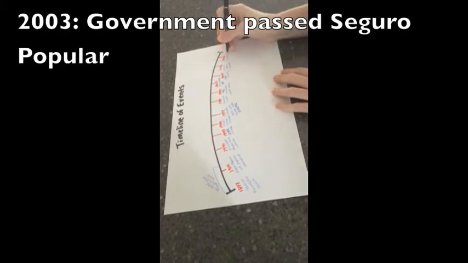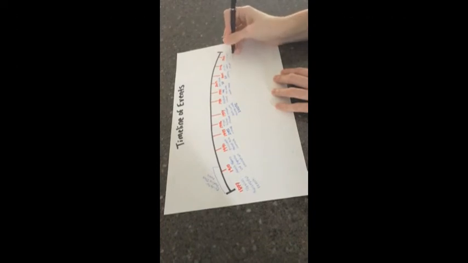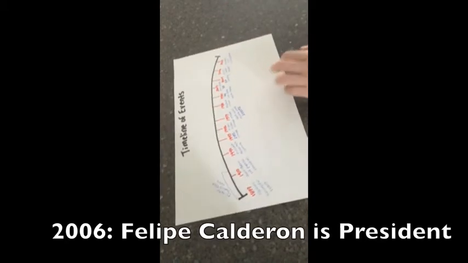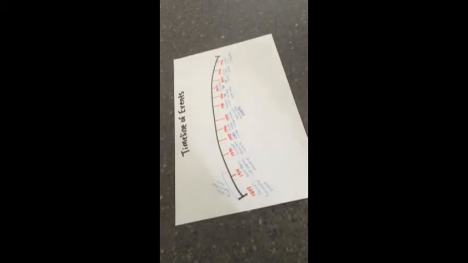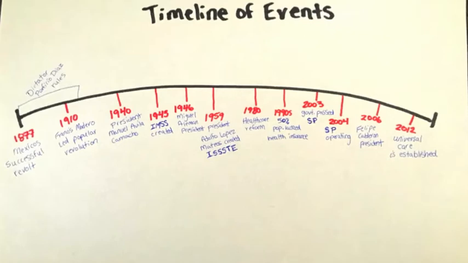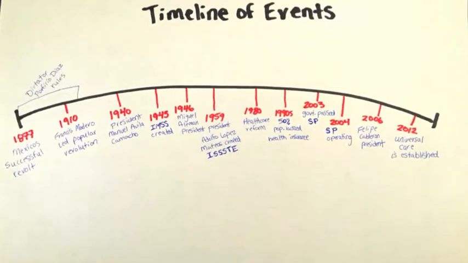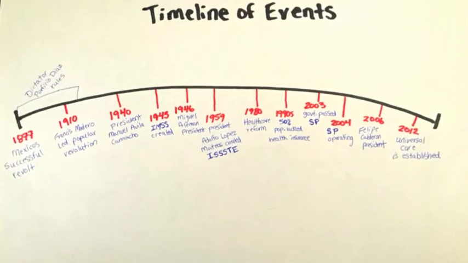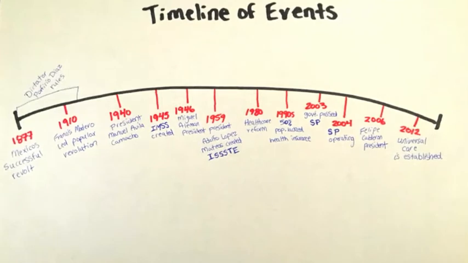Seguro Popular was operational in early 2004 with the goal of universal coverage by 2010. In 2006, Felipe Calderon was elected president. He addressed issues of poverty and social injustice. Introducing Seguro Popular has reduced the number of people without access to healthcare services in Mexico. It covered more than 90% of the target population by 2011.